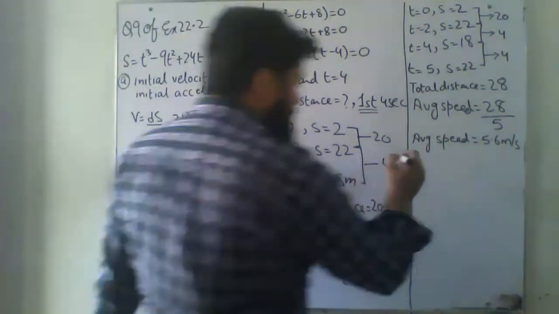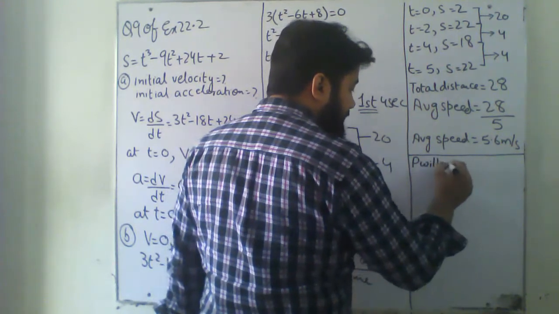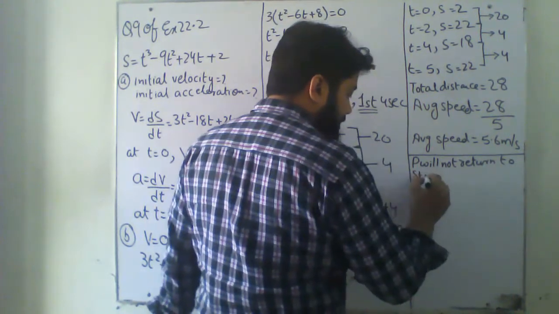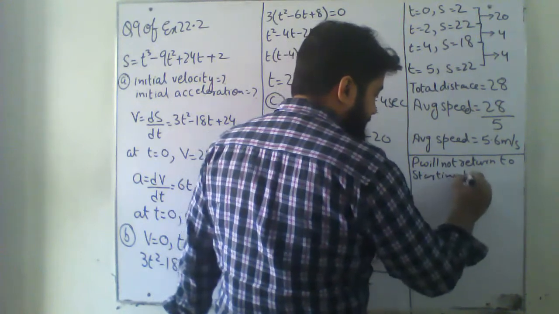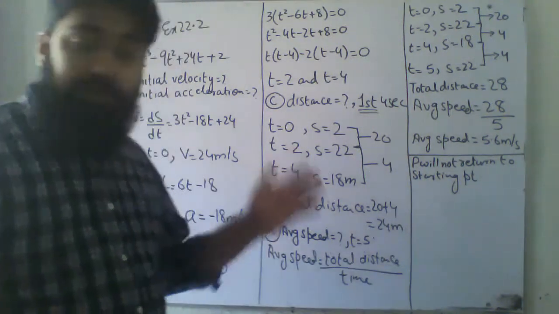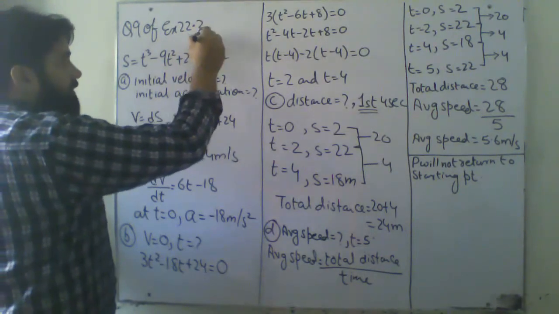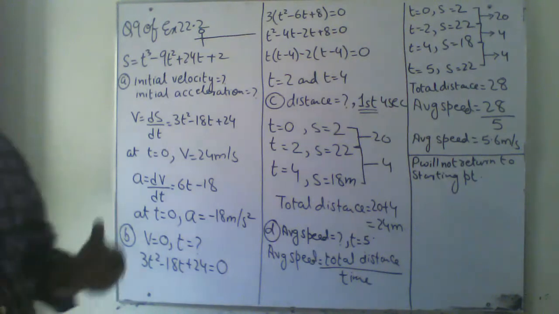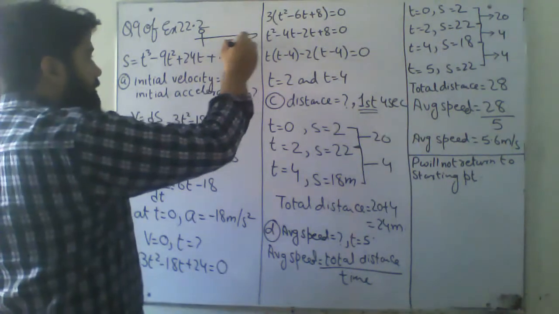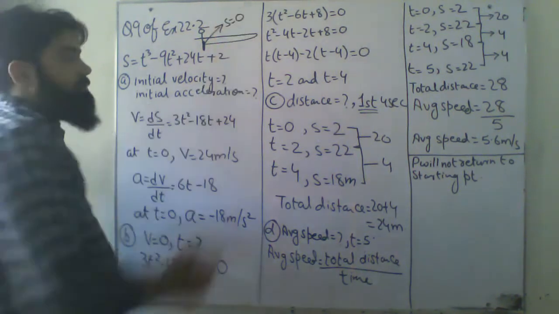Now, the last part is saying, show that P will not return to the starting point. Okay, P will never return to the starting point. When the body is traveling, O is the starting point and the body is moving in this direction. So when we say the body is going to come back to the starting point, it means the body has to be over here, and at the starting point, the displacement should be equal to 0.